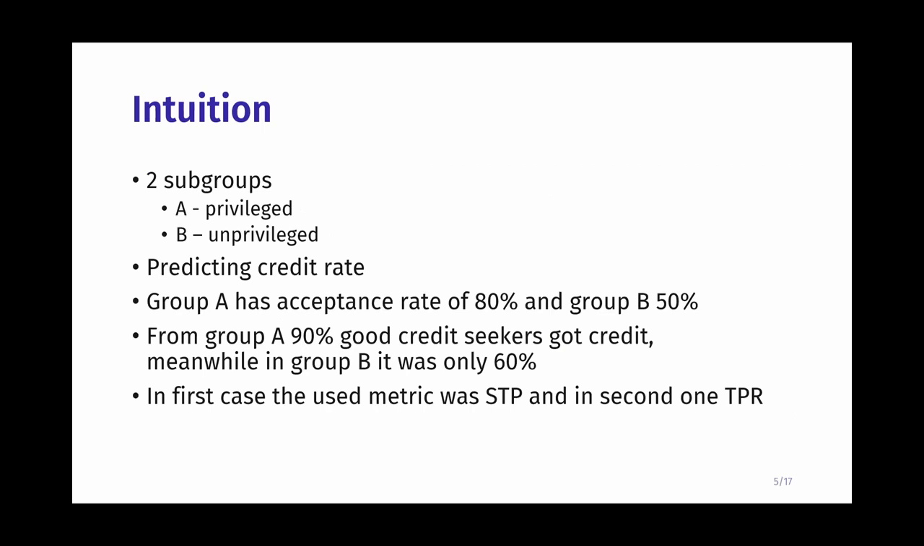So let's get some intuition. Imagine that we have two subgroups. One of them is privileged and one of them is unprivileged. And we are predicting credit approval. Group A has an acceptance rate of 80% and group B of 50%. You may say, okay, maybe group A has a better credit history or is wealthier than group B. Well, okay, but it turns out that from group A, 90% of good credit seekers got the credit. Meanwhile, in group B, this percentage was only 60%. So these are two different ways of measuring the bias. In the first case, the metric used was statistical parity ratio. And in the second one, it was true positive rate ratio.